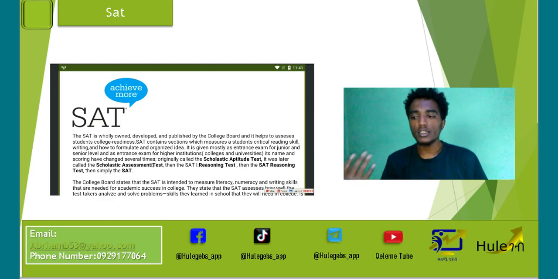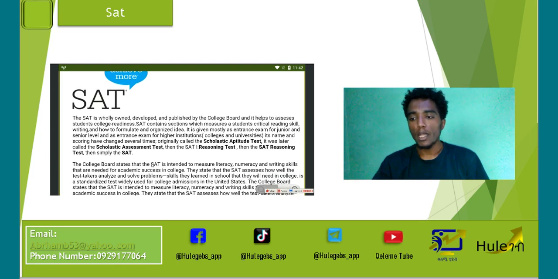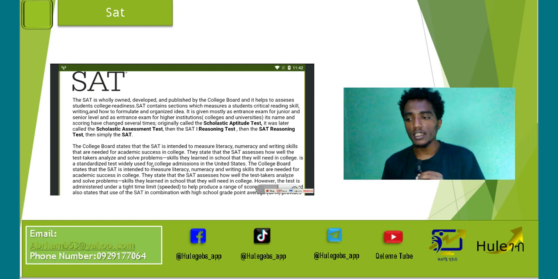Originally it was called the Scholastic Aptitude Test. It was later called the Scholastic Assessment Test. Nowadays, it is simply called the SAT. The College Board says that the SAT is intended to measure the literacy, numeracy, and writing skills that are needed for academic success in college. They say that the SAT assesses how well the test taker can analyze and solve problems they learned in school, that they need in college.